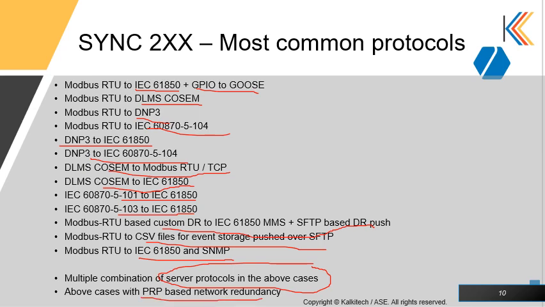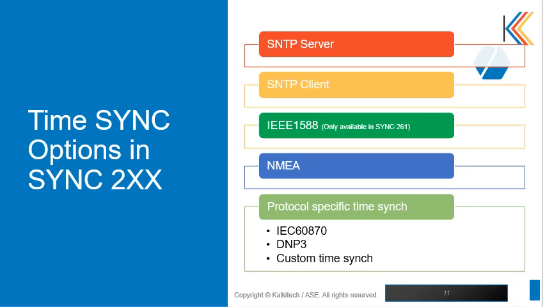And any of the above cases can be combined with PRP redundancy for Sync 261. So these are some of the most commonly used protocols, not limited to this, but we are highlighting the most common ones. Then for time sync, you have the SNTP option. The server is also supported, so if you want to sync any other devices, that is also possible.